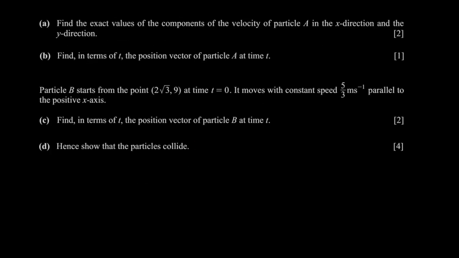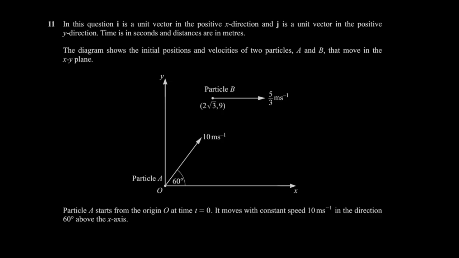Okay, part A, I want to find the exact values of the components of the velocity of particle A in the x direction and the y direction. Okay, what do we mean by those components? We mean this thing here and this thing here. So this is going to be the horizontal component of the velocity, and I'm going to label that, let's call it Vx. And this is going to be the vertical component of the velocity, which I'll call Vy. And hopefully you can see that this makes up a right angle triangle where the hypotenuse has got length 10, right? Because it's got a magnitude of 10. So we can use trigonometry on this.